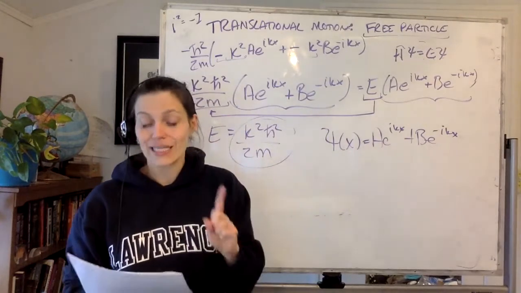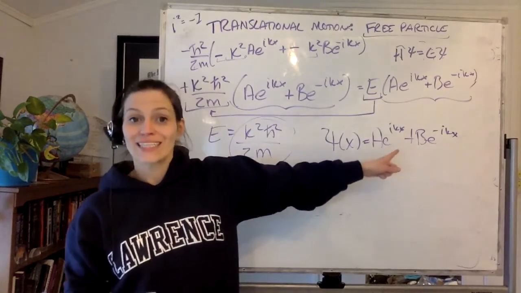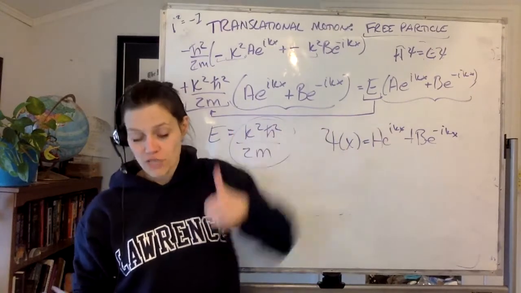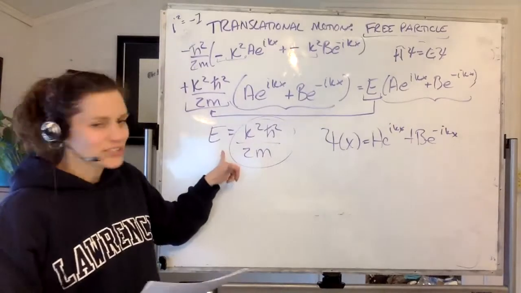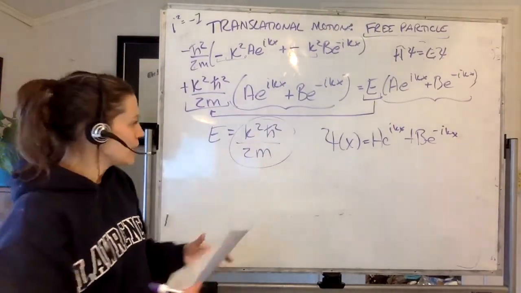And psi of x does not diverge, which means there's no way that this can go to infinity. Go team. Okay. Also, something really cool, let's look at the energy. So k can be any value.